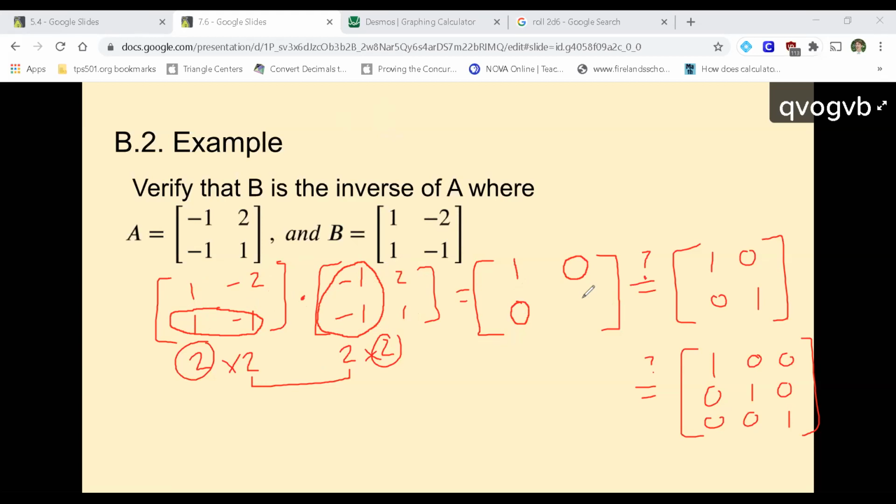Great. Last element down here, second row, second column. 1 times 2 is 2. -1 times 1 is -1. 2 minus 1 is 1. Is that the identity matrix? You bet. So that means that A is the inverse of B, and B is the inverse of A. They are inverses of each other. If I multiply them together, I will get the identity matrix 1, 0, 0, 1.